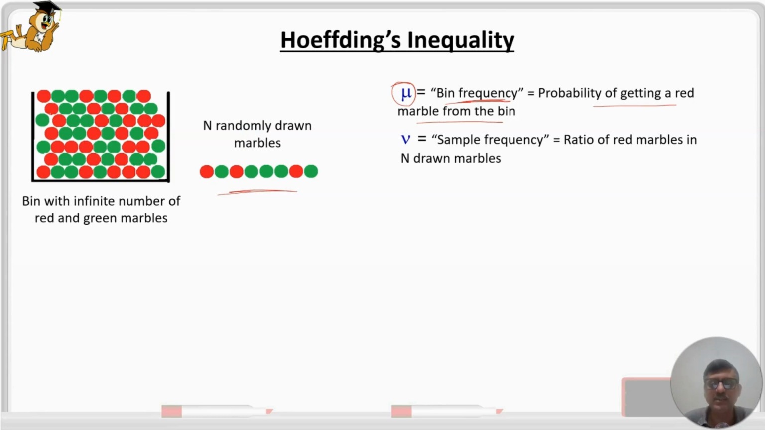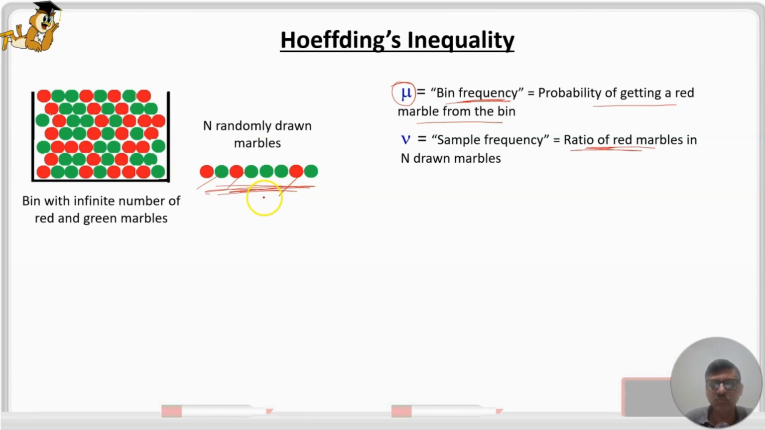Nu is the sample frequency. Nu is the sample frequency, and it is the ratio of red marbles in the n drawn marbles. So you had these n drawn marbles, and nu is simply the ratio of the number of red marbles in this sample, right?